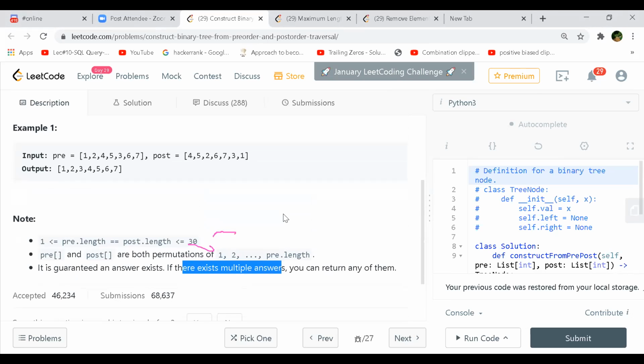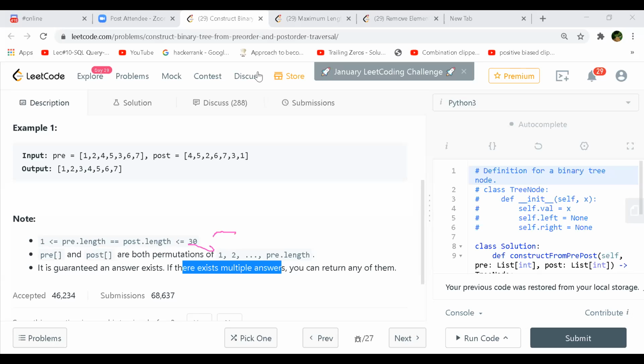The only thing I'll think about is you can still create left and right, but on the post side you will always have to consider the extreme end as your root. So your last one will always be your root, so you'll have to ignore that, and then take 4, 5, 2, 6, 3, 1 as your subtree, the whole subtree which is rooted from 1. Then the question comes how we decide, how we break that, right?